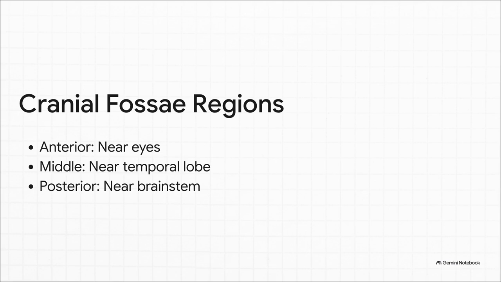Finally, way in the back, near the brainstem, is the posterior cranial fossa. This area contains the giant foramen magnum, which is exactly where the spinal cord meets the brainstem. For us as coders, knowing precisely which fossa the surgeon is working in is completely crucial.